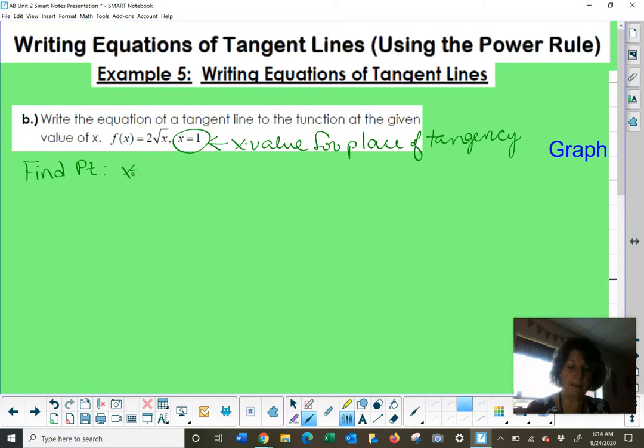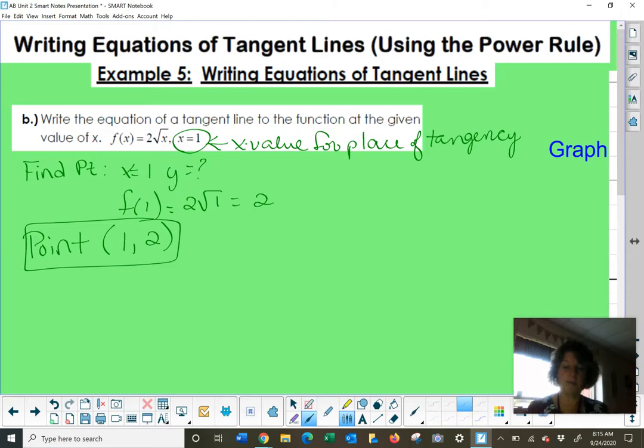When x equals 1, what is y? Well, I plug it into my function, f of 1, and I get 2 square root 1, which gives me 2. All right, I now know the point. It's (1, 2). Hang on to that bit of information.